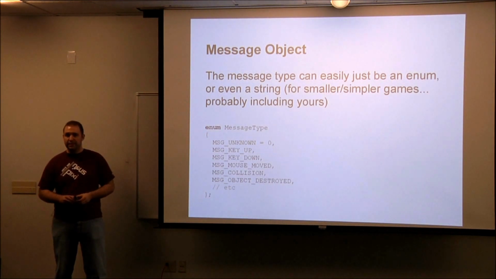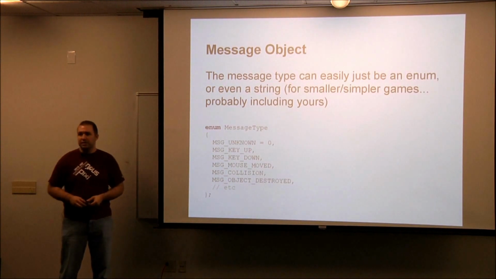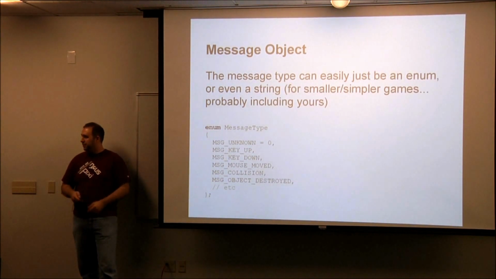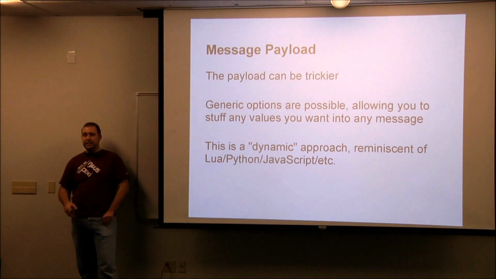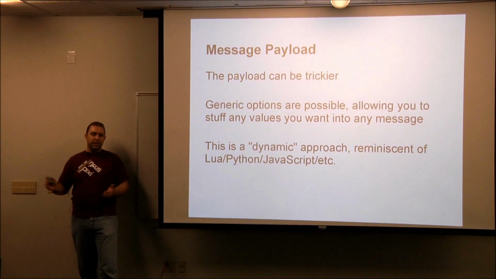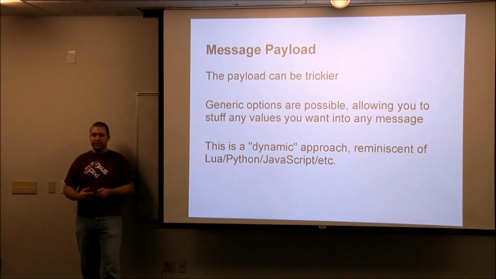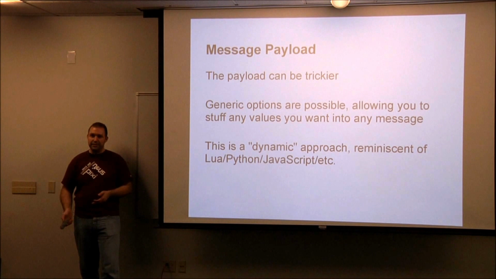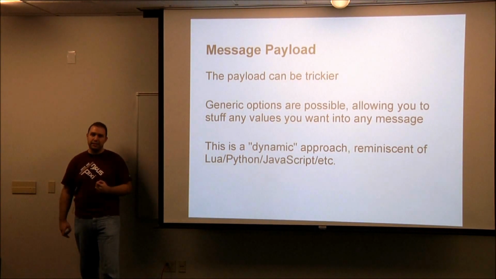I've seen more complex systems that use all kinds of fancy data structures. An enum works just fine. It gets the point across. The payload can get a little bit trickier here. Now you might have very different types of data for different messages. If you have an on damage message, you want to send the amount of damage and then maybe another enum that says whether it's fire damage or electricity damage, because maybe you have different resistances or something like that.